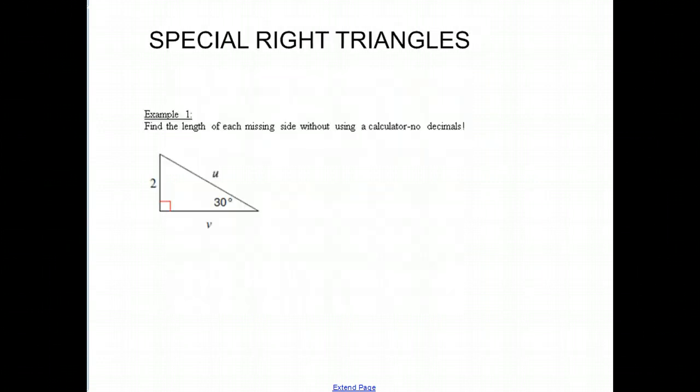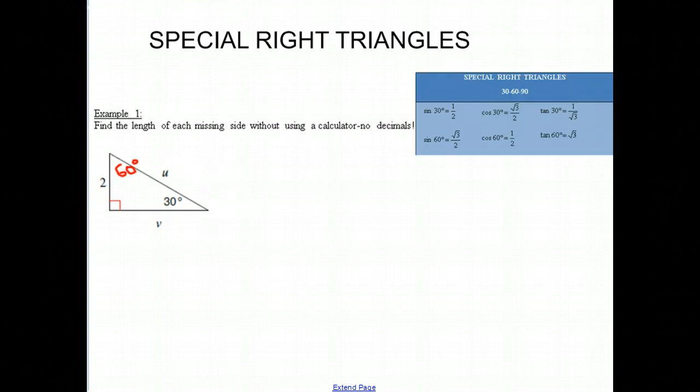In our first example, we have a 30, 60, 90 triangle. Clearly, if one angle is 30 and one is 90, we know that the remaining angle must be 60. We want to find the length of each missing side without using a calculator and no decimals. Basically, what we're saying is we need to find the exact value of each missing side. To help you along, I put the ratios up on the upper right side of the board. So let's see how this works.